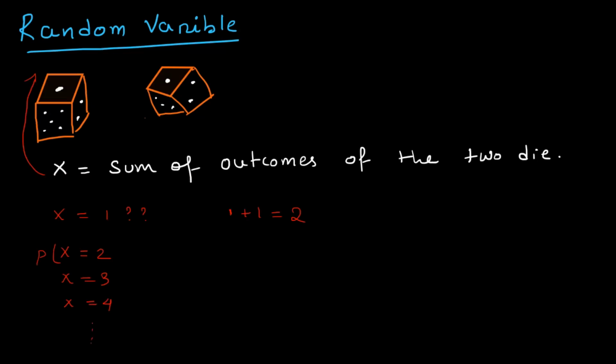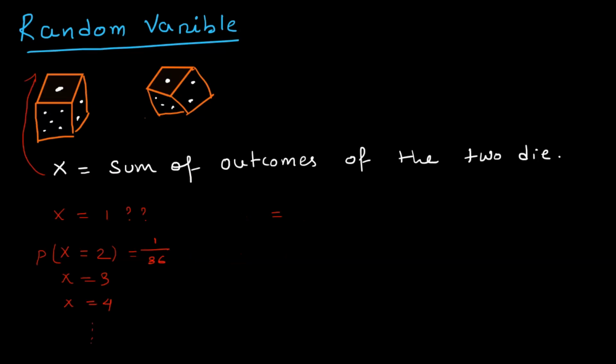We have to compute the probability of X equal to 2, that is how many times 2 is coming. So the ordered pair 1 comma 1 will make this sum 2 and nothing else. Okay, only a singleton set will make this. So it will be 1 divided by the total number of outcomes while throwing 2 dice, which is 6 square, that is 36. So we have 1 divided by 36.